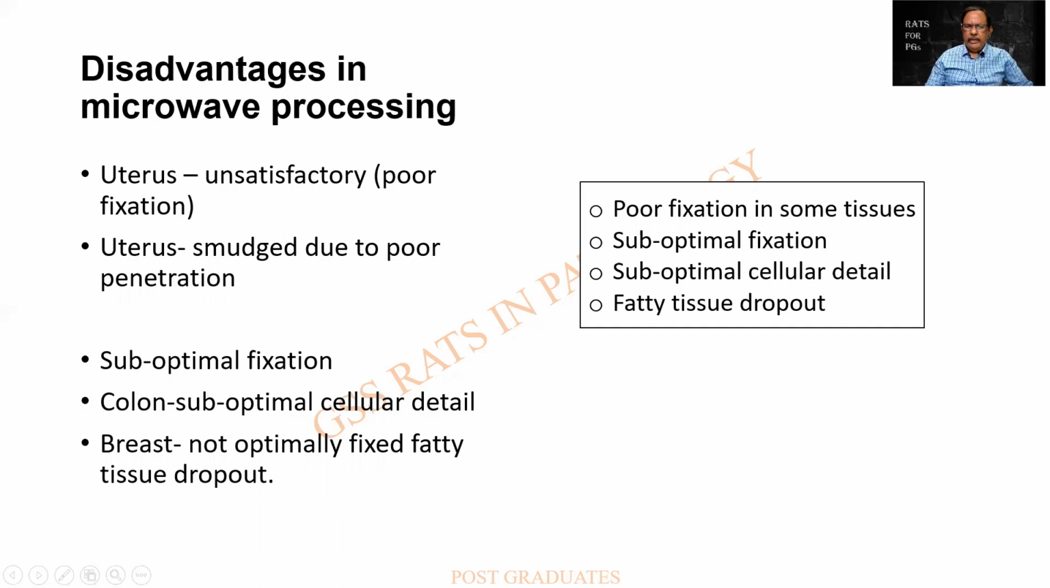This will be a little bit complex, but I would like you people to kindly memorize this. So what are the disadvantages? Poor fixation in some tissues. Uterus, colon, breast. Suboptimal fixation. Suboptimal cellular detail. Fatty tissue dropout. So these are certain things that you should bear in mind. This box alone you can remember.